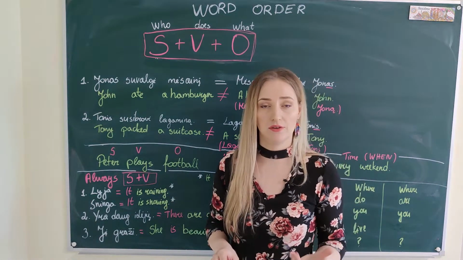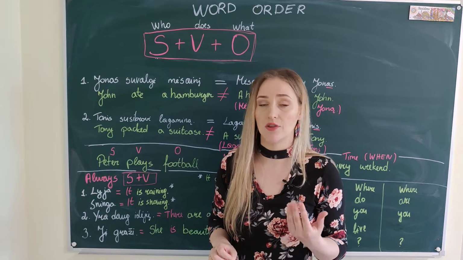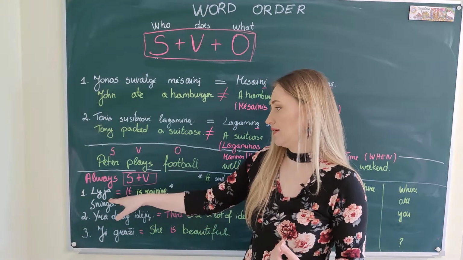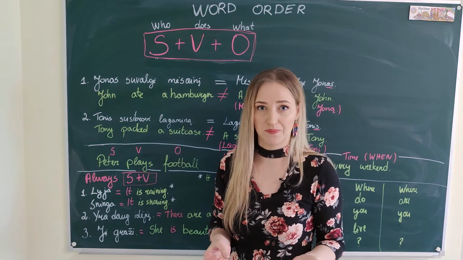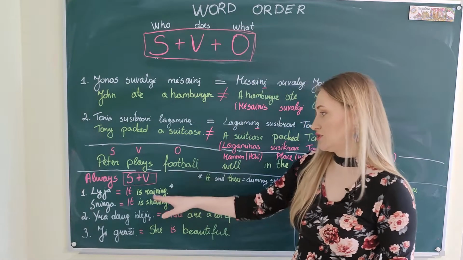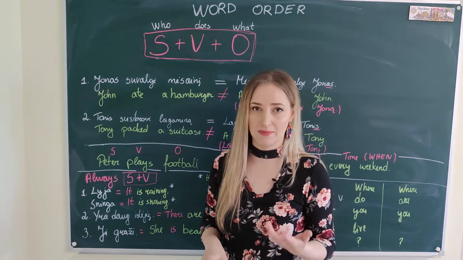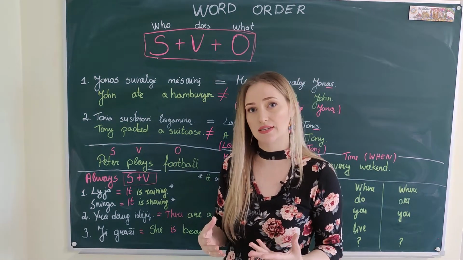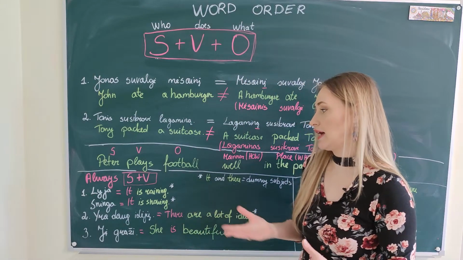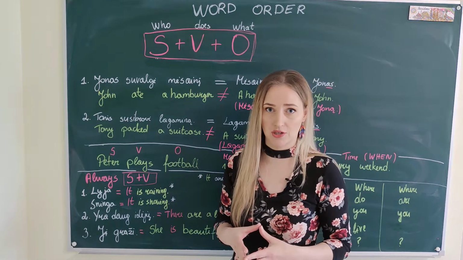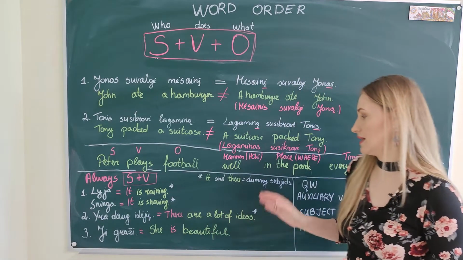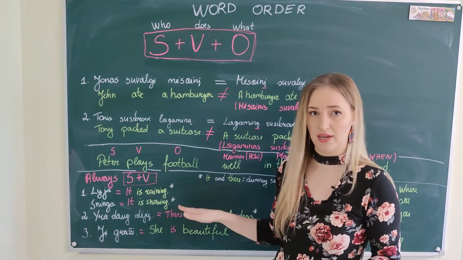Whereas in Lithuanian, you can form a short sentence with only a verb. For example, lyja. This is perfectly acceptable. However, in English, "is raining" would be a mistake, would be grammatically incorrect. In this case, we don't have a person or thing performing the action, so we will need to use a dummy subject. It is raining.